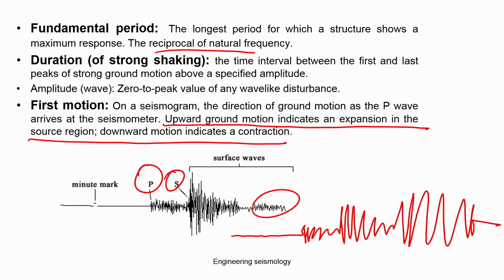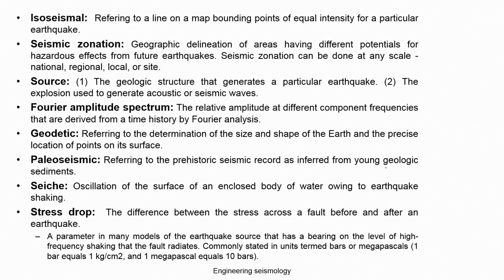The wave amplitude and wave height depend upon where the instrument and the earthquake origin are located, the distance between them. Some places you can see the P wave is very high, some places the S wave is very high, and some places the surface waves are very high.